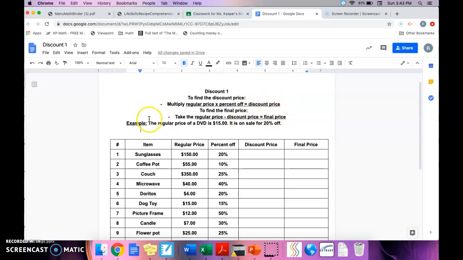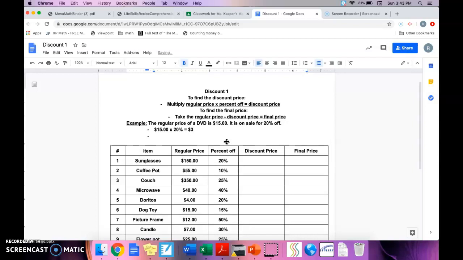So I'm going to show you guys a little example. The regular price of a DVD is $15. It is on sale for 20% off. So the first thing I'm going to do is take $15, because that's the regular price, and multiply by 20% off. Then I'm going to type that into my calculator, make sure I don't forget that percent sign, and I find out that that equals $3.